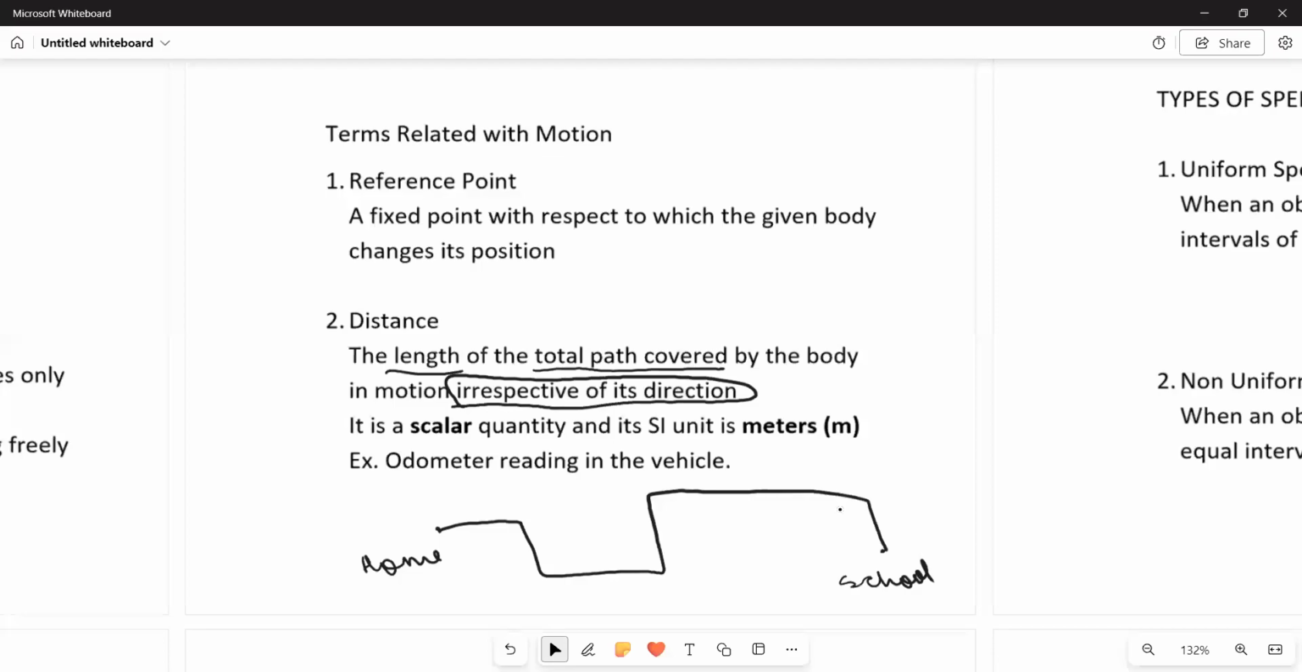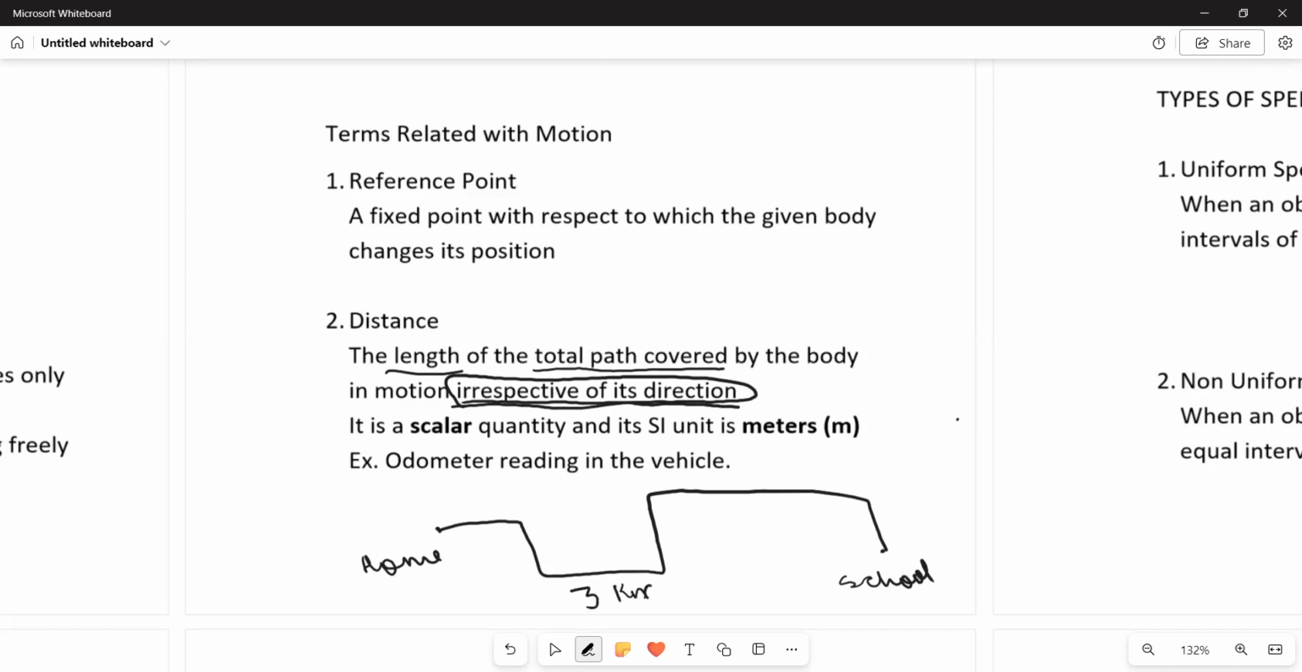Okay, and whatever will be the length of this total path you have covered will be the distance between your home and school, right? And here I have mentioned a word that is irrespective of its direction. So when you started, you were directing towards your school. Say this total distance was say 3 kilometers.